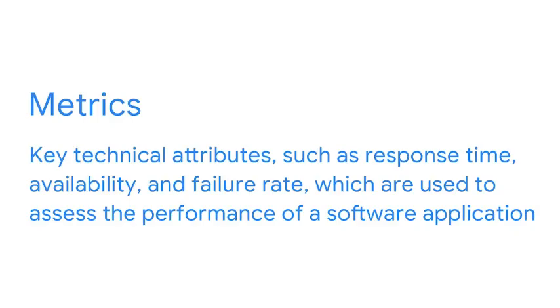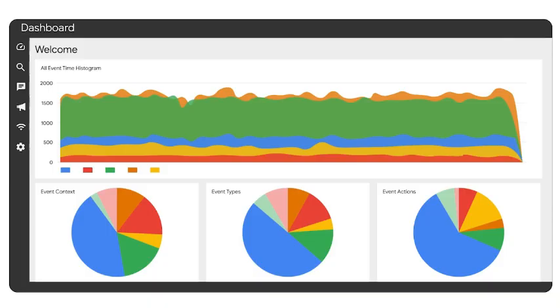In addition to providing a comprehensive summary of security-related data, SIM dashboards also provide stakeholders with different metrics. Metrics are key technical attributes such as response time, availability, and failure rate, which are used to assess the performance of a software application. SIM dashboards can be customized to display specific metrics or other data that are relevant to different members in an organization. For example, a security analyst may create a dashboard that displays metrics for monitoring everyday business operations, like the volume of incoming and outgoing network traffic.